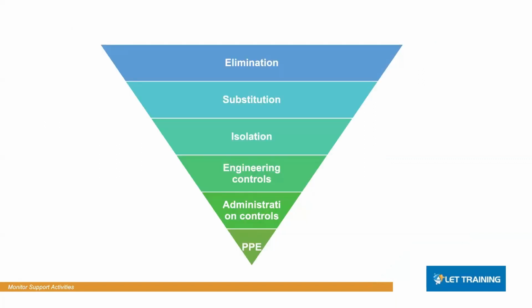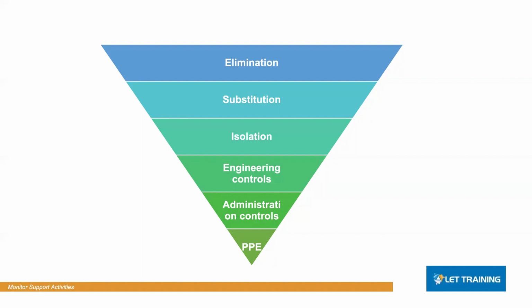So, elimination: removing an existing hazard. Substitution: replace a hazard with something safer. Isolation: isolate the hazard from people. Engineering controls: use mechanical devices or processes to minimize exposure to a hazard. Administration controls: work methods or procedures that are designed to minimize exposure to a hazard. PPE: protect the person with the use of suitable personal protective equipment.